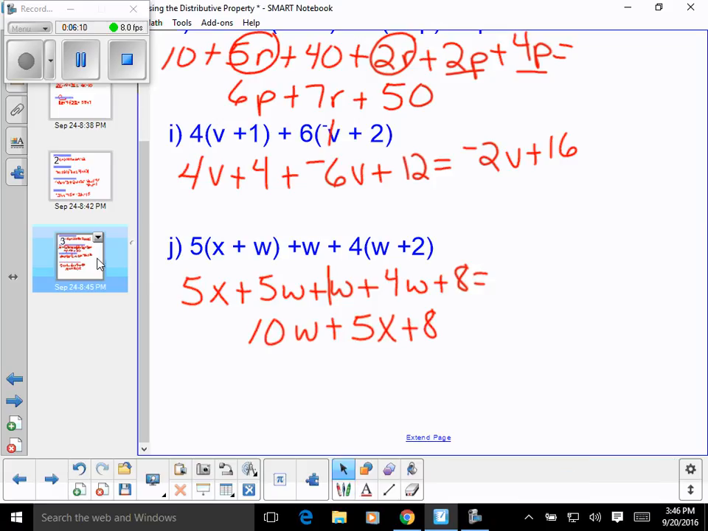And that concludes lesson 2-3AA on simplifying using the distributive property.